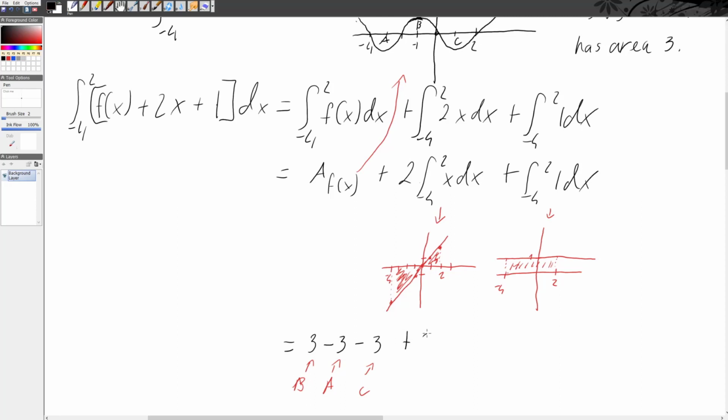Plus 2 times the area of this function, which is going to be 1/2. The right triangle has a base of 2 and a height of 2, plus the left triangle has a base of 4, so 1/2 base of 4. Height is also 4. But we also have to note that that has to be a minus because it's underneath the x-axis.